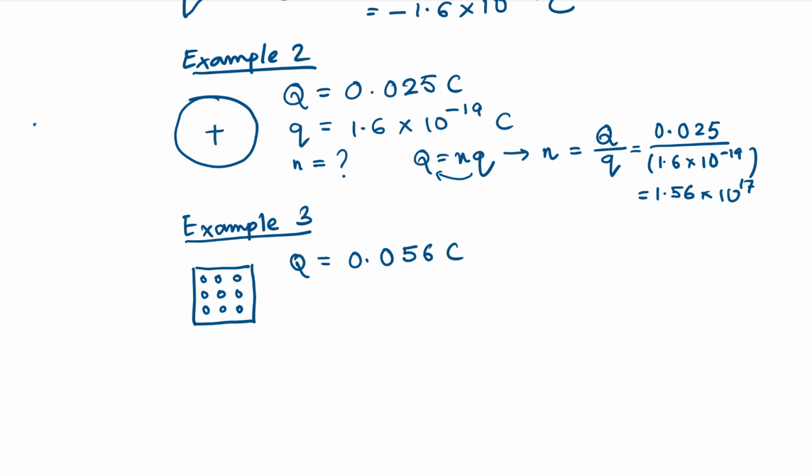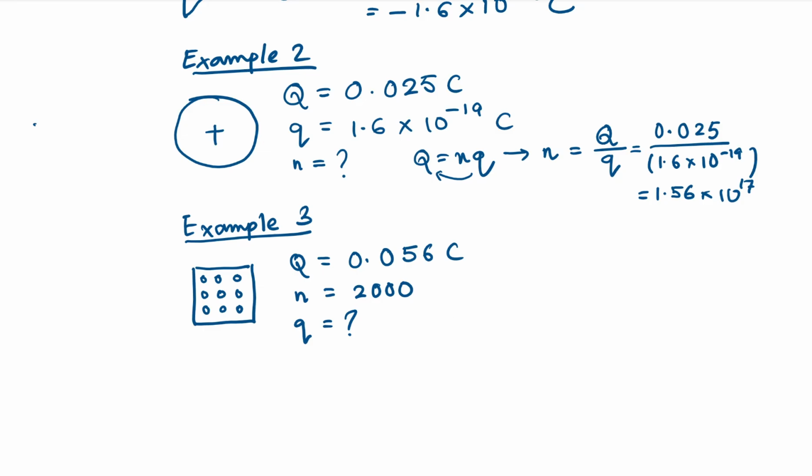0.056 coulombs. And I know the number of charged particles that have sprayed onto this sheet is 2000. So I know what my little n is. And using that, I have to figure out what's the charge on each of these droplets.